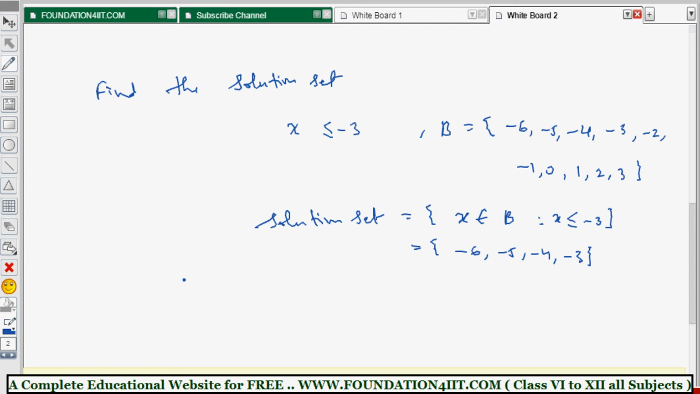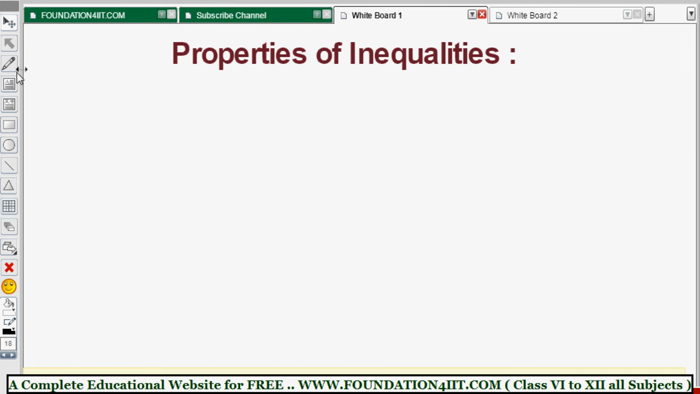Right? Now I will explain the properties of inequalities, what properties we can use. So let us see now. Properties of inequalities. Let me show you some properties of inequalities. There are 6 important properties. I will explain them one by one.